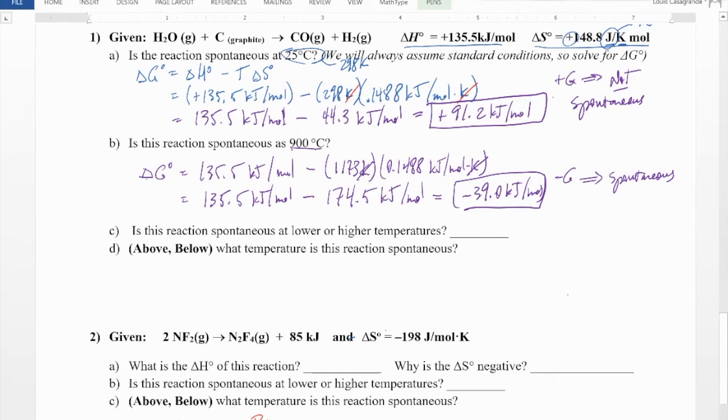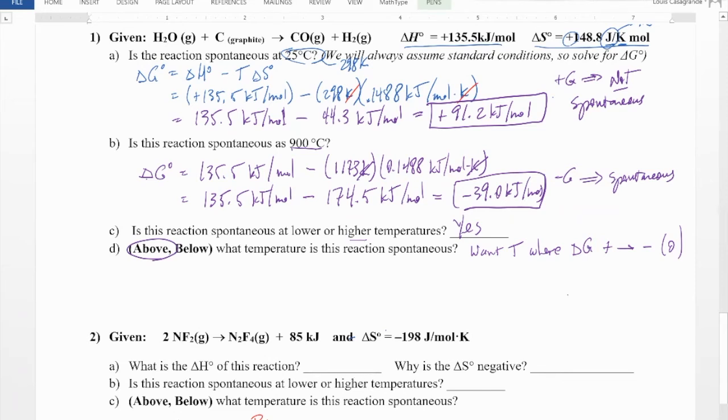So this reaction is spontaneous at higher temperatures, yes. Now, here's the cool thing. We can figure out, since it's going to be spontaneous at higher temperatures, we want to go above a certain temperature. What temperature do we want? We want the temperature where delta G goes from positive to negative. Well, where does that happen? It happens when delta G equals 0.